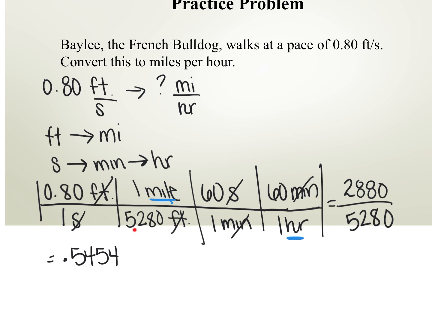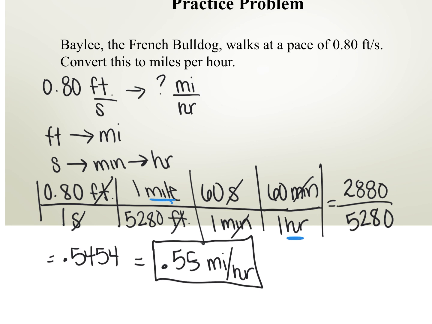How many sig figs in 0.80? 2. How many in here? 3. So how many in your final answer? 2. So what do you round this to? 0.55. That's a terrible 5. Then what's your unit? Miles per hour. Bailey's a slow mover.